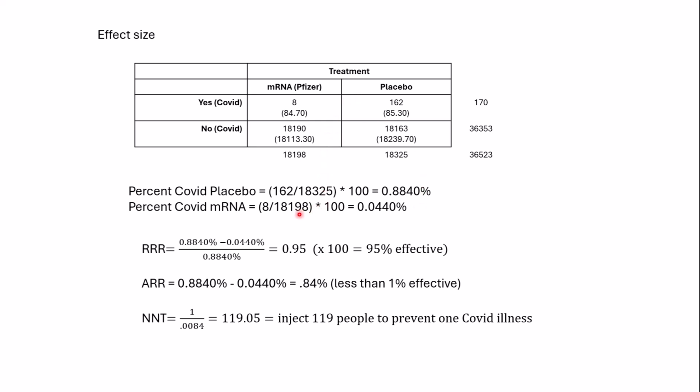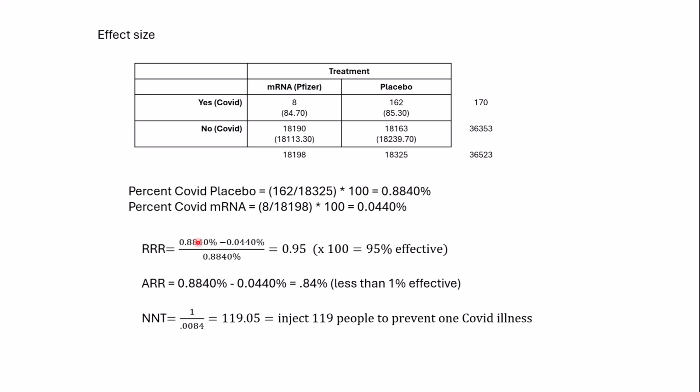Okay, now that you have those two in hand, here's what you want to do. This is what's known as the relative risk reduction, RRR. What you do is you take the risk of getting the disease using the placebo, the saline injection. So we start out with a baseline of 0.884%, not very high, but now we subtract the treatment percentage. So we take the 0.884%, subtract the 0.044%, and that's the change in percentage.